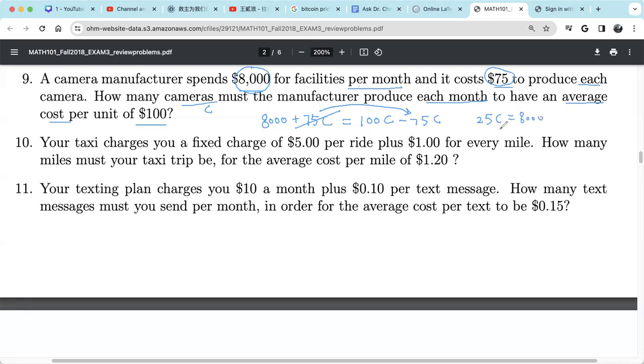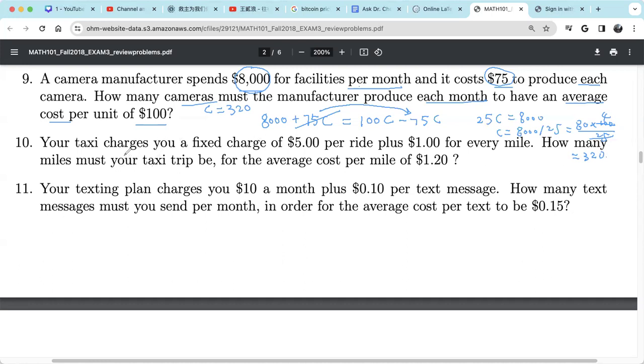Divide by 25 on both sides. So C equals 8,000 divided by 25. How do we divide 8,000 by 25? We can think this way. We can think of 8,000 as 80 times 100, divided by 25. But 25 goes into 100 4 times. So then 4 times 80 is 320. So the manufacturer needs to make 320 cameras, and the average cost would be $100. All right, that's the first one.